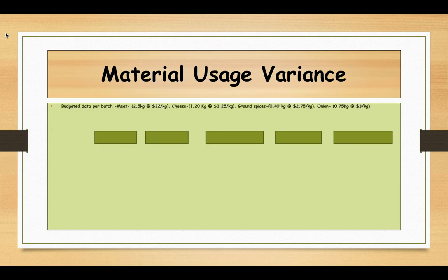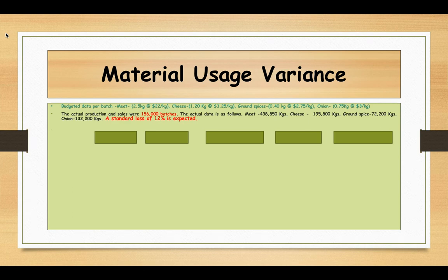How to calculate the usage variance. The budgeted data is the same as before, and in the actual data there is a slight change. The actual production and sales were 156,000 batches, but we have to note there is a standard loss of 12% expected. The usage variance calculation is the normal way. We compare the standard usage with the actual usage, and we get the usage variance in kilograms, and we times that by the standard price per kilogram in order to get the usage variance in dollars.